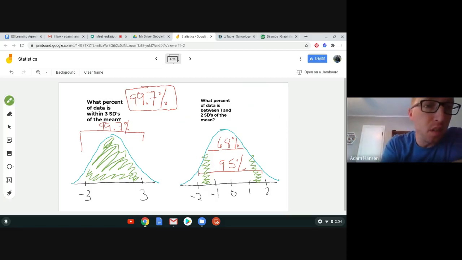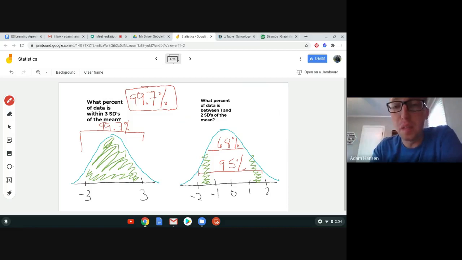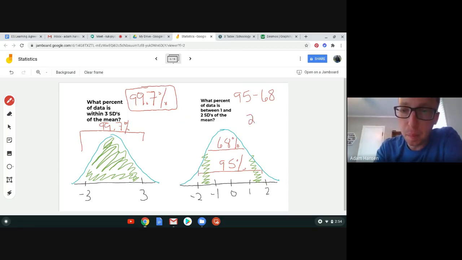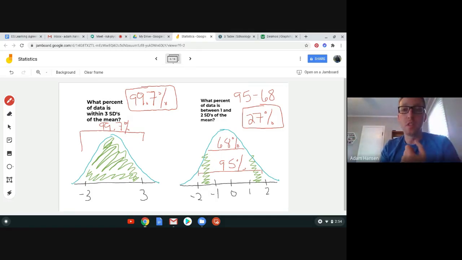So that would be everything that's within 2 standard deviations, but not the part that's within 1 standard deviation. So more specifically, 95 minus 68. 95 minus 68 should be 27%. 27% falls within 1 and 2 standard deviations from the mean. Between 1 and 2 standard deviations from the mean.